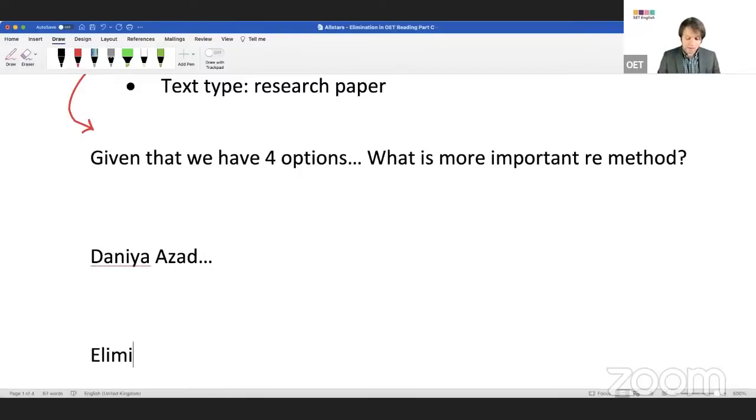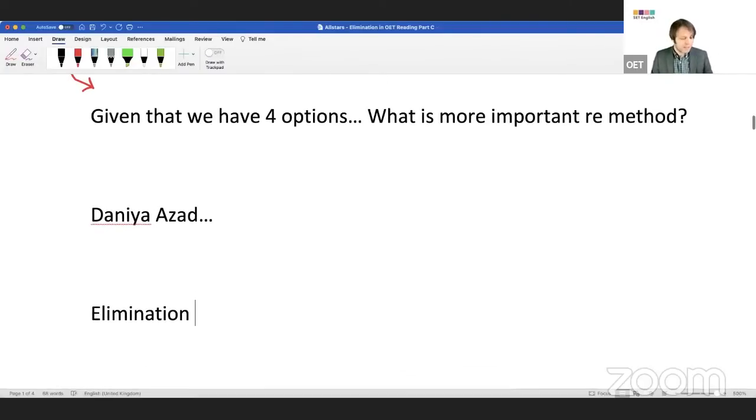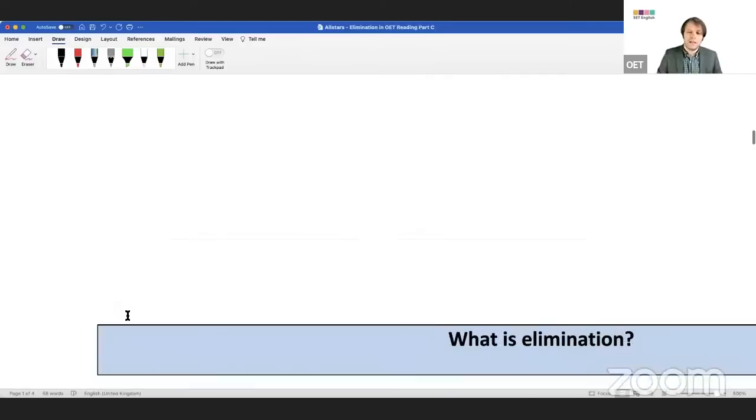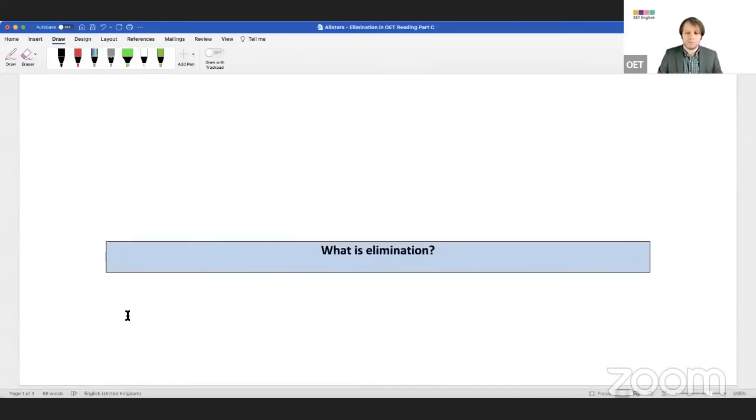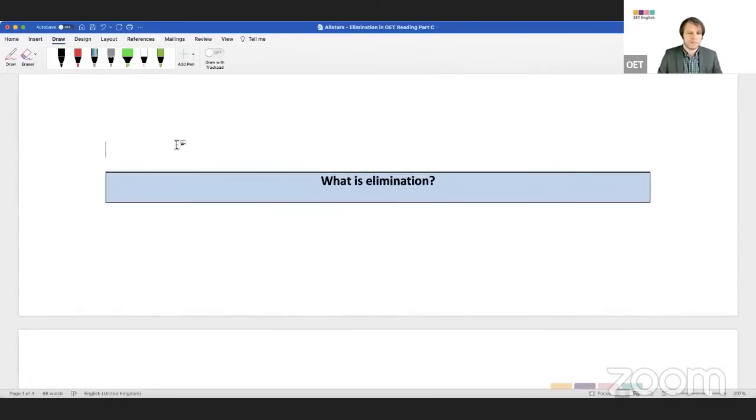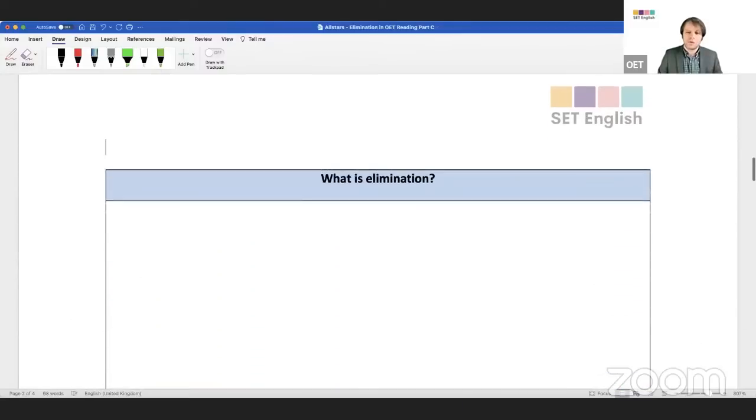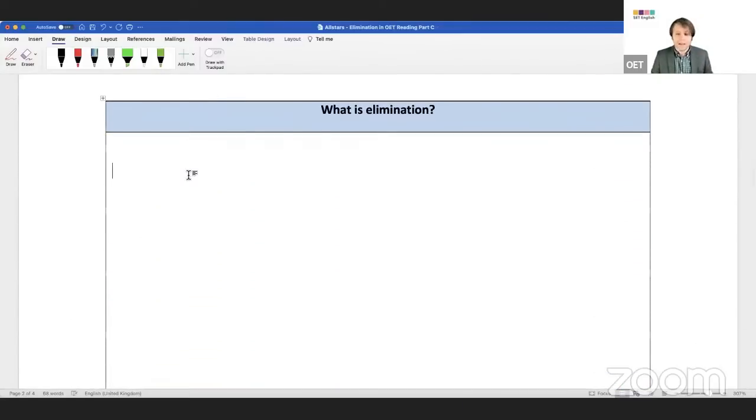Many of you are saying it now. Elimination. Okay, elimination. And that's what we're studying today, right? We're studying elimination in OET Reading Part C. Okay, so let's talk about this then. What is elimination? What is it? Okay, we'll start from the very beginning. This is something we really emphasize in our classes.